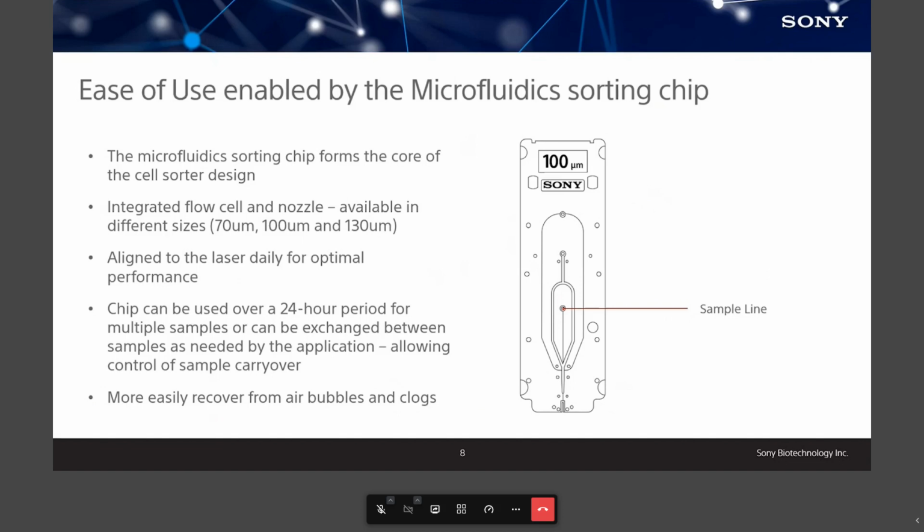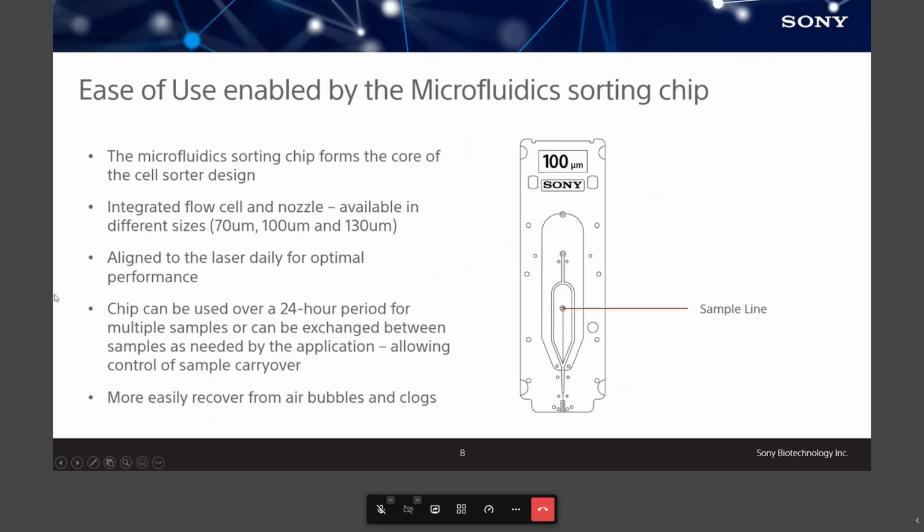It also allows us the ability to easily recover from air bubbles and clogs without actually having to take the chip out of the instrument. So if you've worked with cell sorters in the past, you know that air bubbles, clogs, this is always a concern when running these types of machines. And if you've ever dealt with clogs or air bubbles, they can be kind of a pain and oftentimes require you to take out the nozzle and sonicate it and clean it and restart calibration and all of that. The chip does not need to be removed from the instrument, and you can perform troubleshooting right from the software at the click of a button.